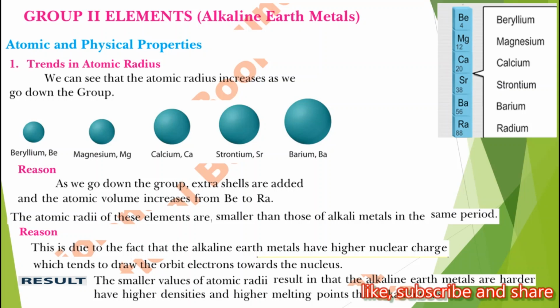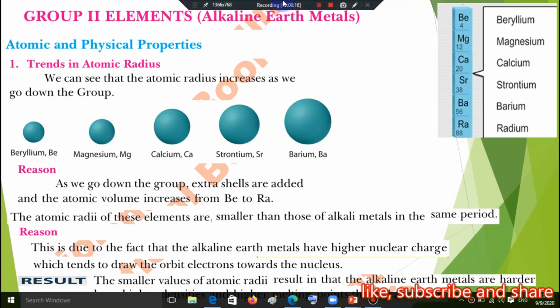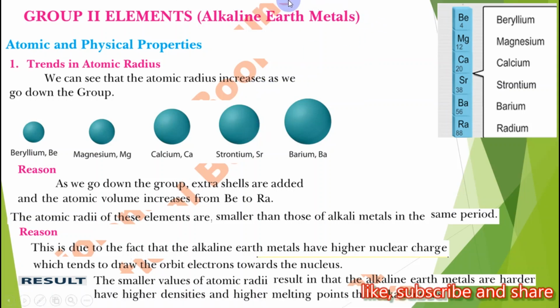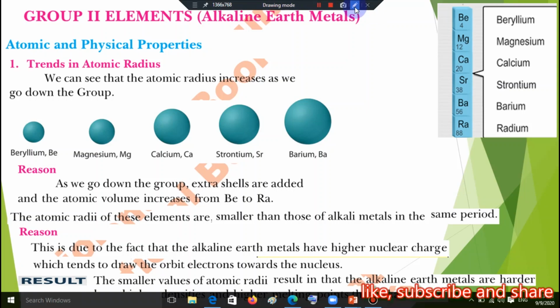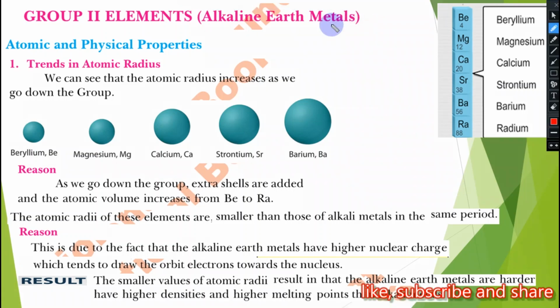They are called alkaline earth metals because their hydroxides are alkaline in nature, and they are extracted from ores which are present in the earth's crust. That is why they are called alkaline earth metals. First, we discuss atomic and physical properties.